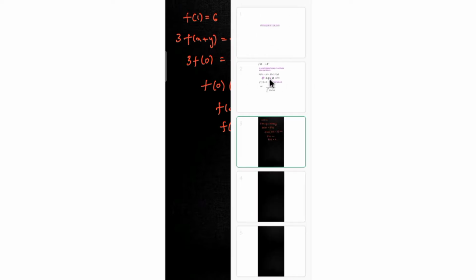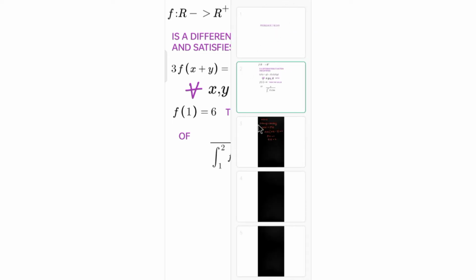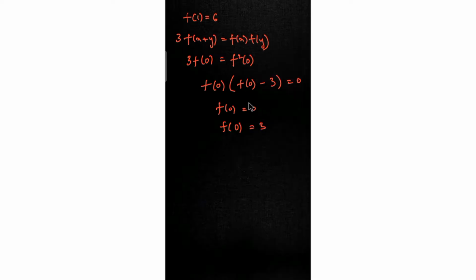So there are two chances, but the value is given to us that whatever may be the domain, the range will be R plus. So your value of f of 0 cannot be 0, because this doesn't come under R plus. f of 0 is equal to 3 comes under R plus, the positive region of R. So this will be the value of f of 0. So we got our value of f of 1 to be 6 and f of 0 to be 3. These are the two values given to us.